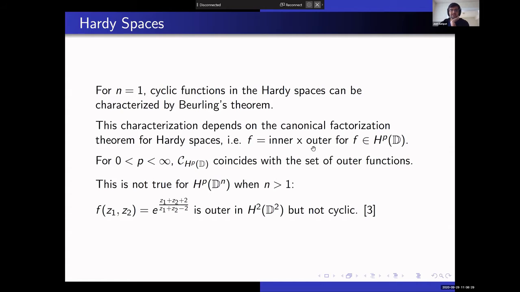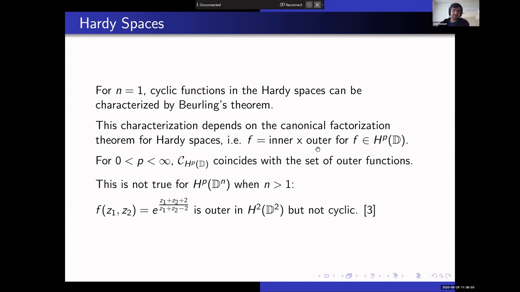Note that both inner and outer functions do make sense for n greater than 1. So it does make sense to ask if you have such a canonical factorization or even Beurling's theorem. What is true is that the cyclic functions are outer in Hardy spaces. So one direction is true, but the other direction is not known to be true.